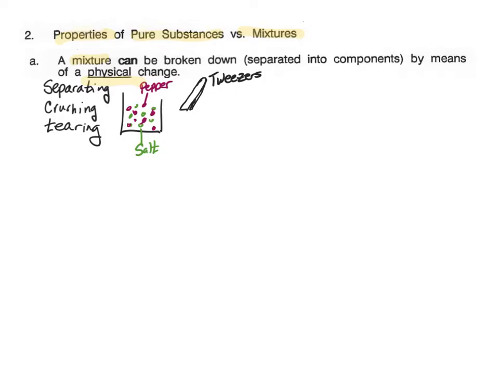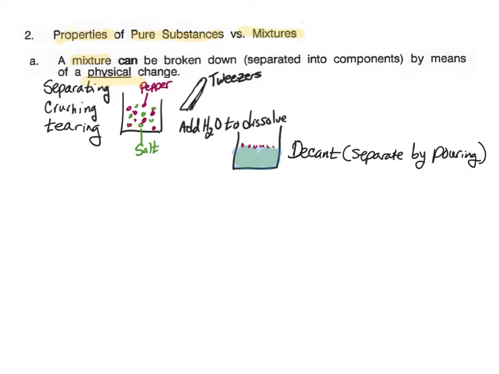Another way might be to add water to it, and you'll see that the salt dissolves in the water, it blends into the water, and that the pepper will not blend in, it'll be separate, it'll float to the top. So we might do it by decanting, which means pouring out, or we might do filtration, which again we're pouring it, but now we're going through a filter paper, and the pepper will stick to the paper. At that point, we're now still going to have the salt in water.